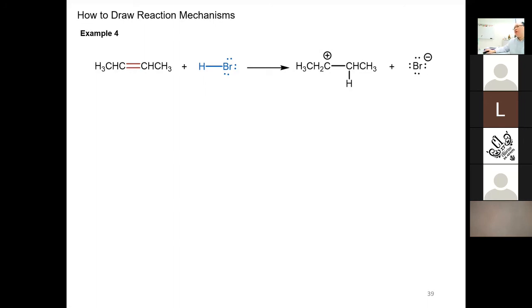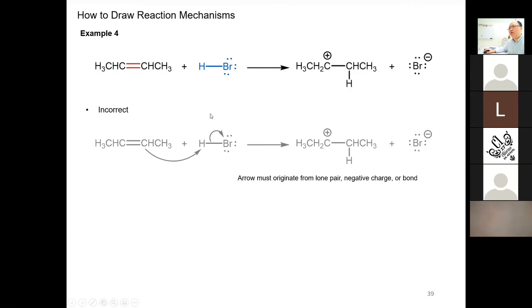So if all the bonds in this molecule are considered, the pi bond is the easiest to break because it has the lowest bonding energy. All right, something breaks here. So this is the wrong way to draw this, so don't do that. You see that the hydrogen goes to the carbon, so the carbon has the hydrogen, so you draw an arrow from the carbon to hydrogen. That is wrong because the arrow must originate from only these three things: lone pair, negative charge, or bond.